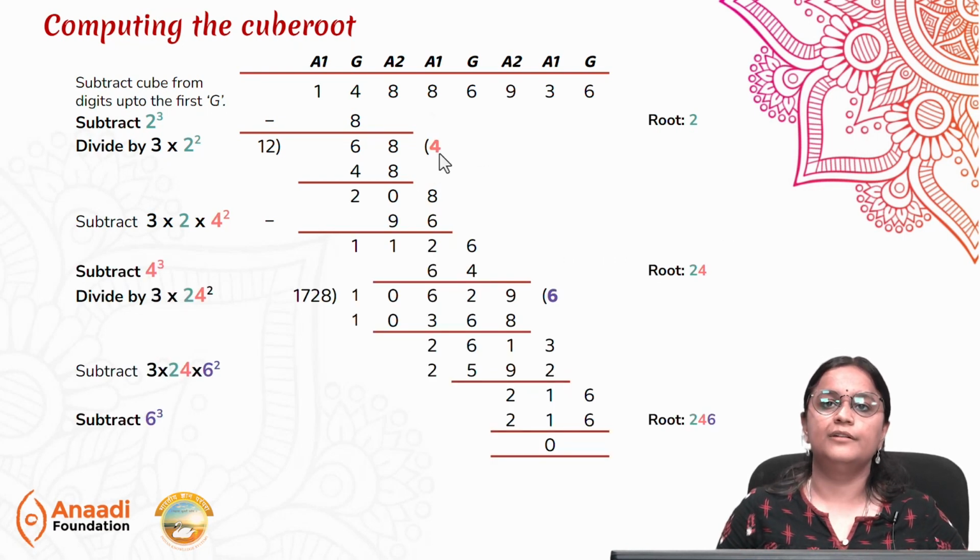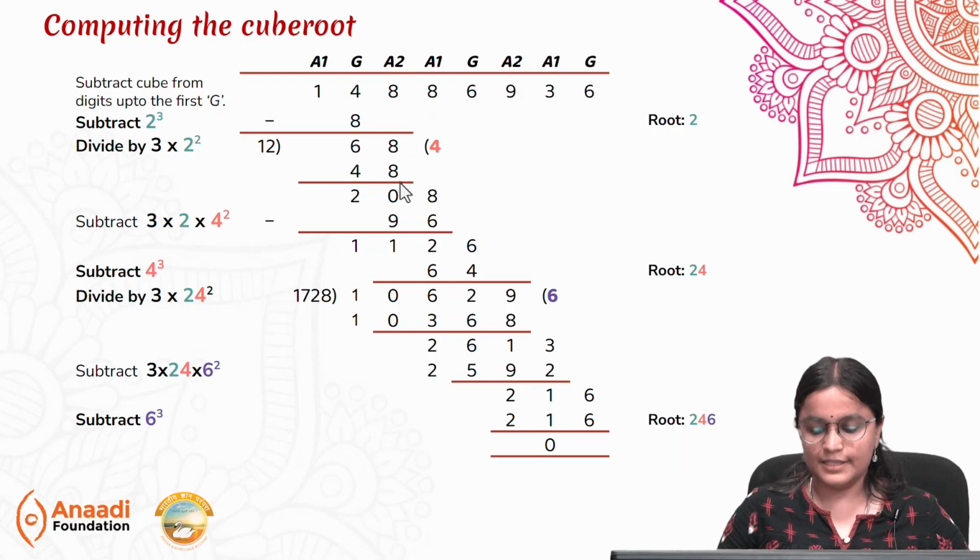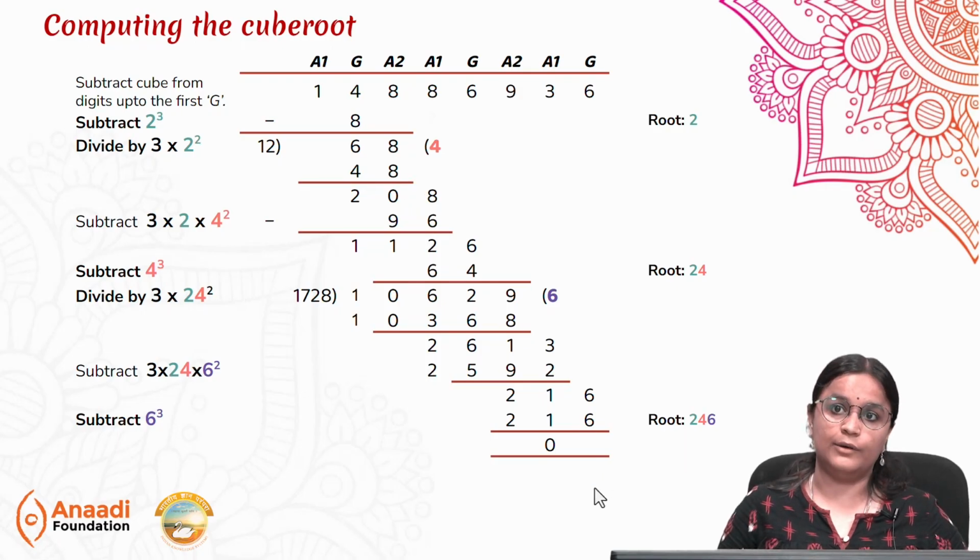How do we revert back to division? We go back and take 12 into 4 instead of 5, put down 48 and get a bigger remainder, which will be 20. Again, going forward, we bring 8 down and now we try subtracting 3 into 2 into 4 square, which is 96, and this is how we can continue our calculation forward till we get 0 as the remainder and our root is found.